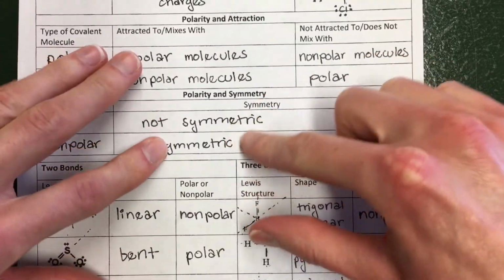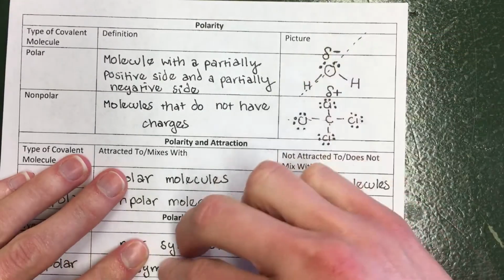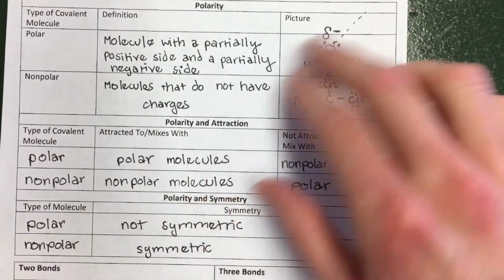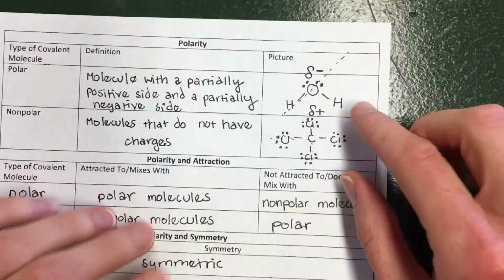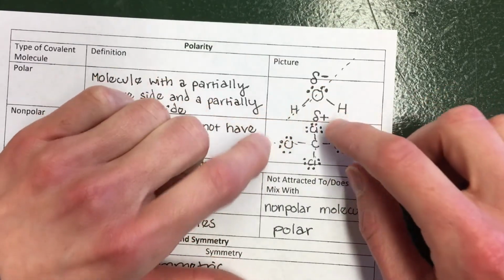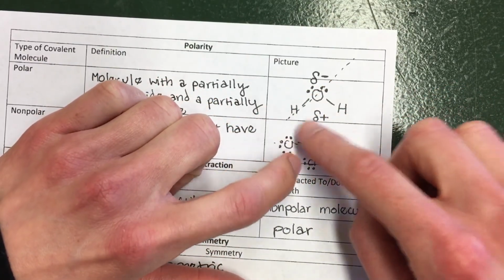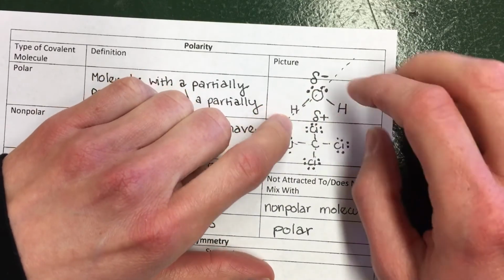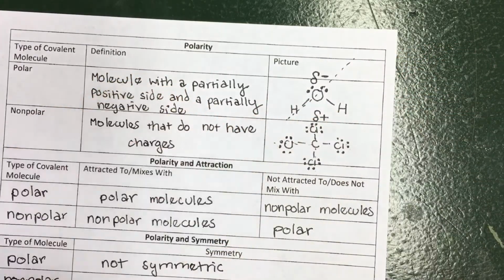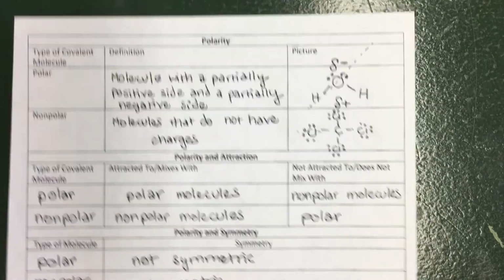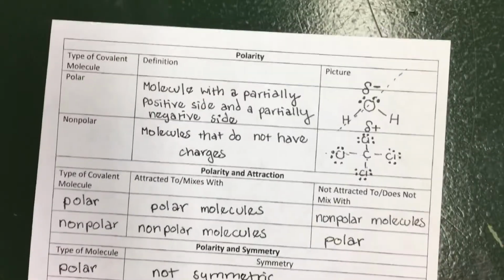Now, this symmetry is related to the charge. These might seem like 2 separate things about polar and nonpolar, but in order to have charges, you have to be not symmetric. If you're symmetric, all of the charges will cancel out, we'll find out. But if the molecule isn't symmetric, then one side can be negative and one side can be positive. And we'll talk more about that next time. But that's all you need to know.